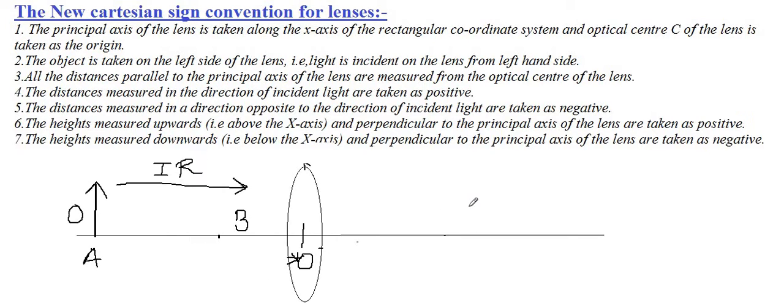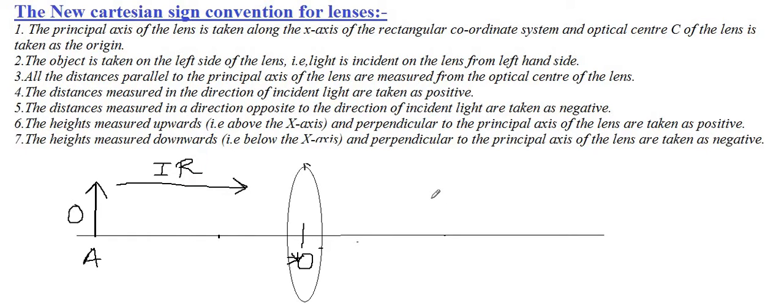Or simply you can remember, distance on the positive side of x-axis will be positive and the distances on the negative side of x-axis will be negative. You can remember like this also, means distances on right hand side of lens will be positive and distance on left hand side of the lens will be negative. So you can remember like this also.